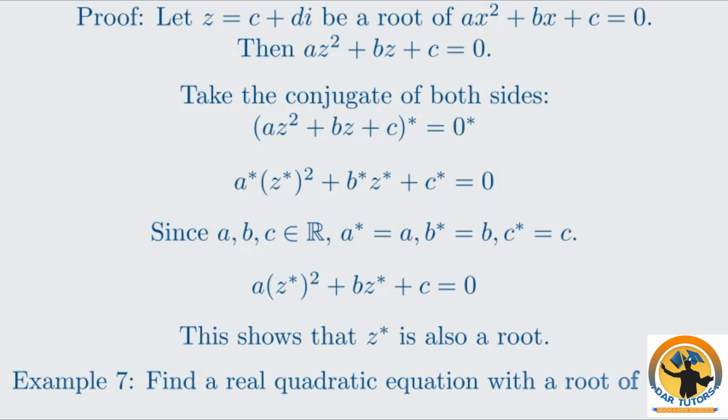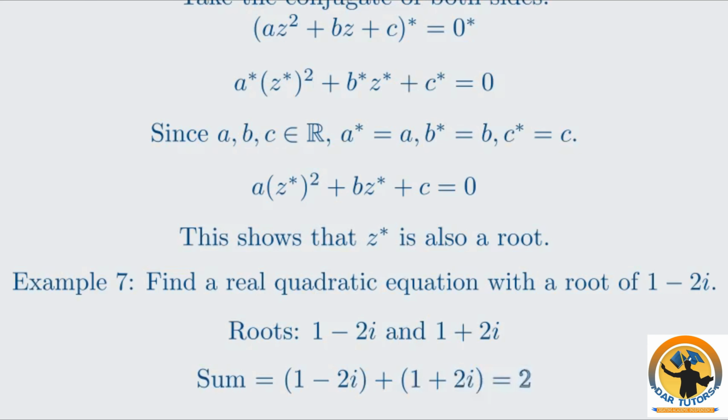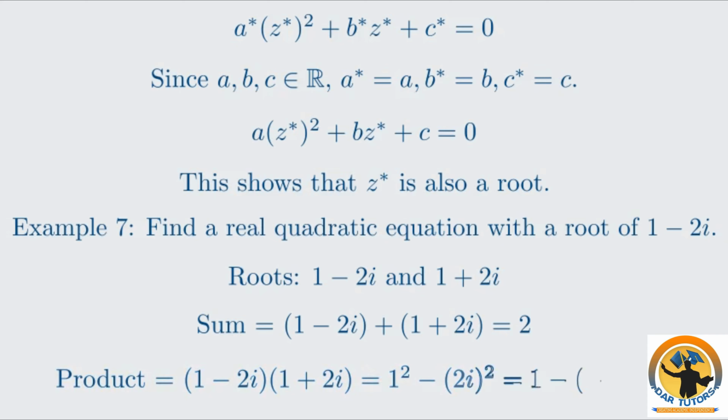This allows us to reconstruct the equation. The sum of the roots is 1 minus 2i plus 1 plus 2i, which is 2. The product of the roots is 1 minus 2i times 1 plus 2i, which is a difference of two squares, 1 squared minus (2i) squared, which is 1 minus negative 4, or 5.